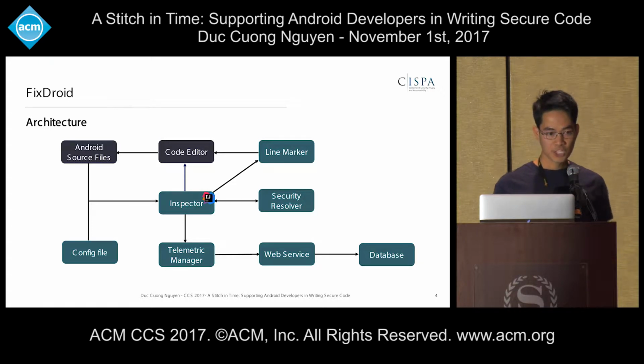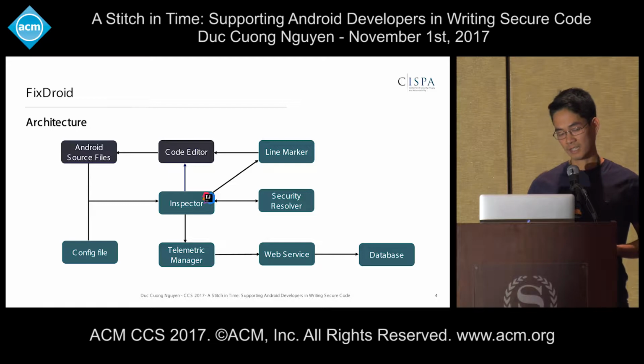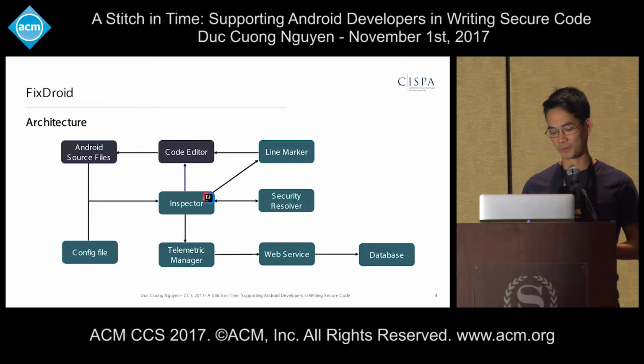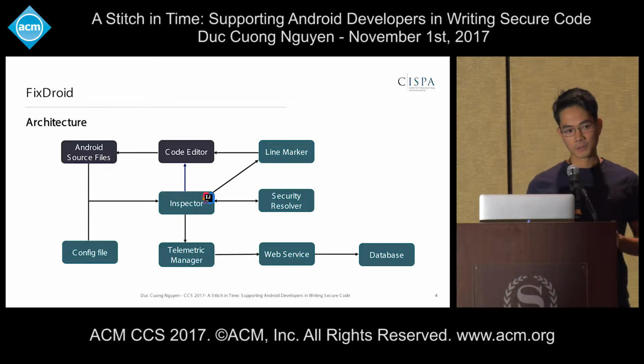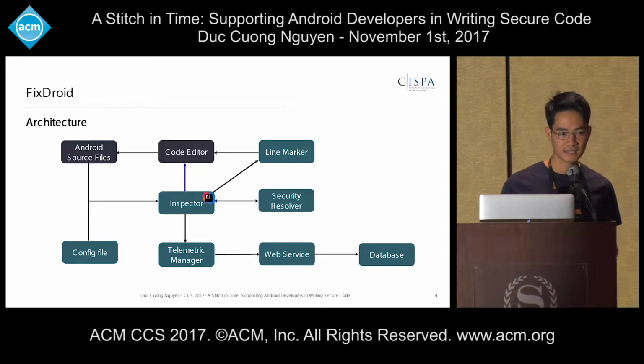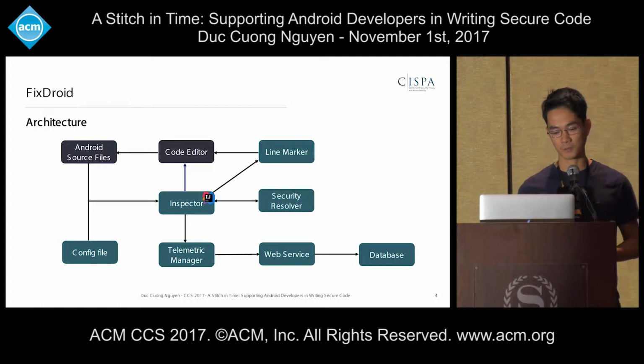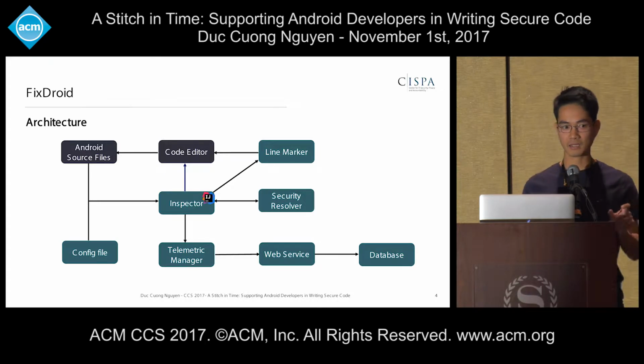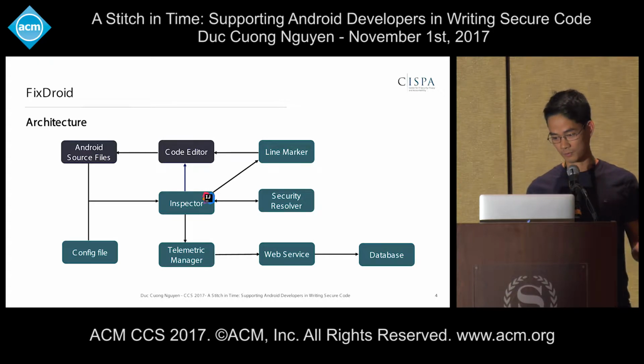At the same time, the inspector will also forward the information regarding the insecure code snippet to the line marker. The line marker will notify developers by a usable security indicator. The inspector will also use the same technique that Lint uses to notify developers. So here, Fixdroid has two channels to notify developers. One is the same technique that Lint uses, and the second one is the security indicator with the line marker that marks those lines of code as insecure.